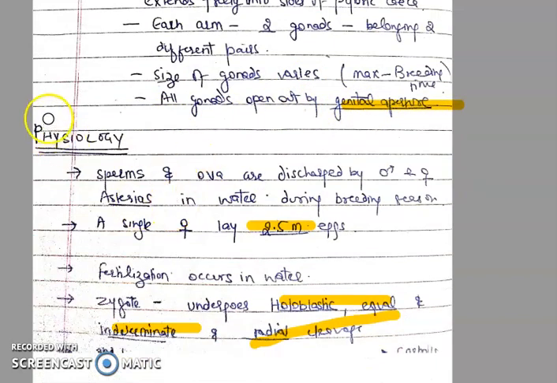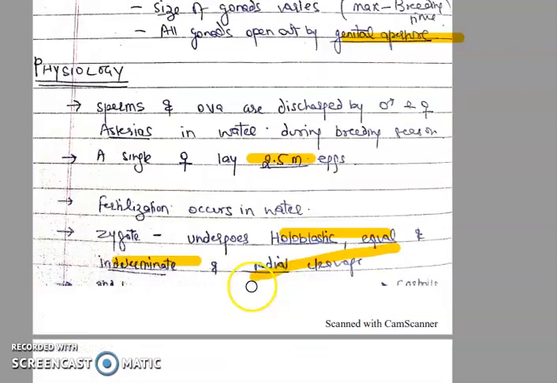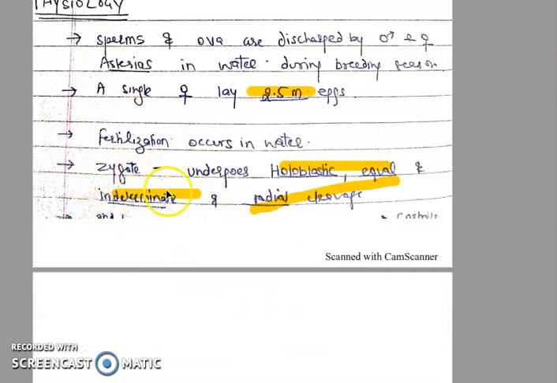Now we will start with the life history. The male starfish releases sperms in water and the female starfish releases ova in water, and sperm and ova get fertilized in water. That is why external fertilization is seen in starfish. The female lays about 2.5 million eggs, and many more sperms are released than this number from the male starfish. After fertilization, a zygote is formed that undergoes holoblastic, equal, indeterminate, and radial cleavage.